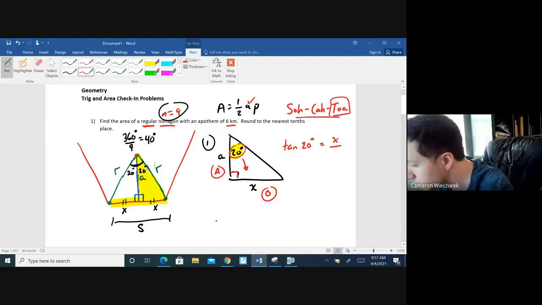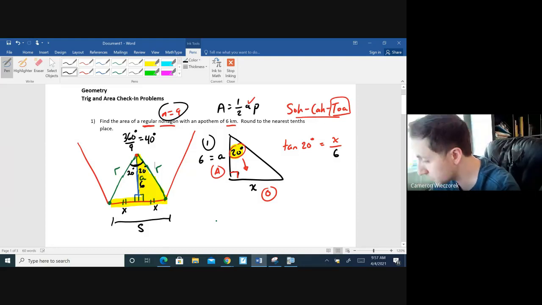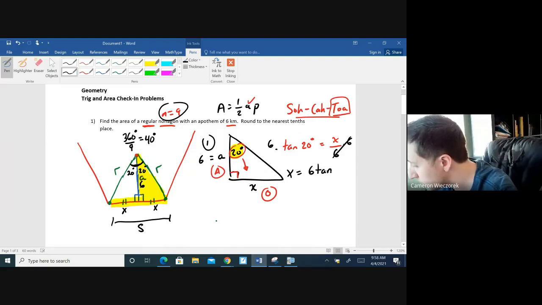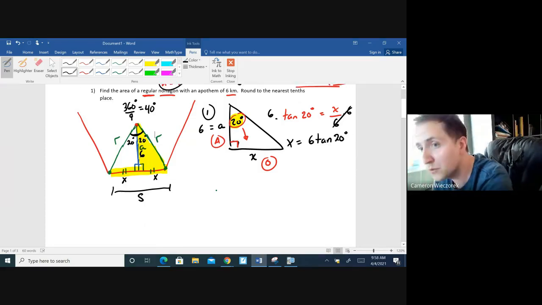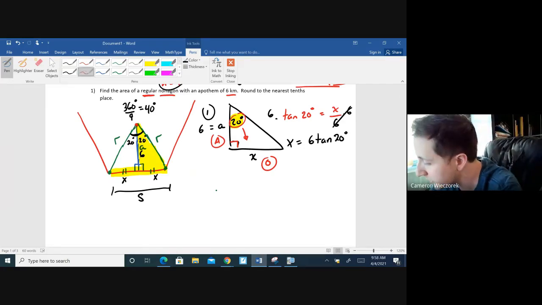Oh, wait, what do we know? Oh, yeah, the adjacent. We already know that. That is 6. I'm going to label it. This is 6. They told us that. So tangent of 20 equals x over 6. I'm going to multiply both sides by 6. That'll make the 6 disappear on the right-hand side. So half that side length of the nonagon is equal to 6 times the tangent of 20. We talked about this in class the other day. You can get a decimal for that, but I would hold off until the end of the problem. Keep everything in terms of tangent right now.